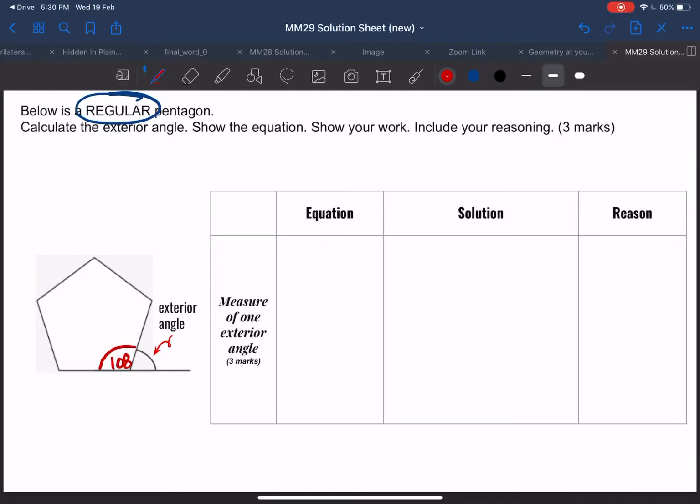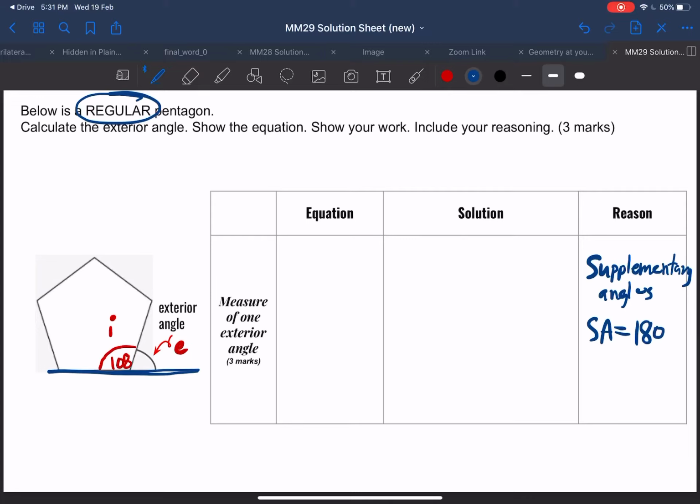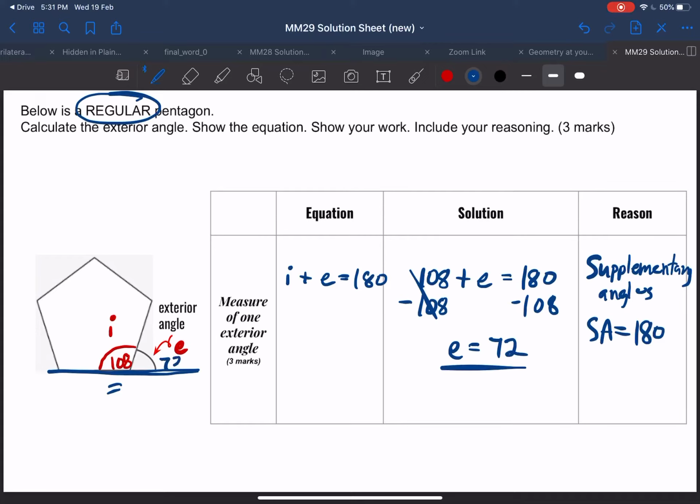Now look at this. What is the relationship between the interior angle and the exterior angle? It's on a straight line. And we know angles on a straight line are supplementary angles, and supplementary angles total 180 degrees. So your equation would be interior angle plus exterior angle equals 180. The interior angle is 108, plus the exterior angle equals 180. Minus 108 both sides. The exterior angle is equal to 72. So this is 72. That's why it has three marks: 1, 2, 3.